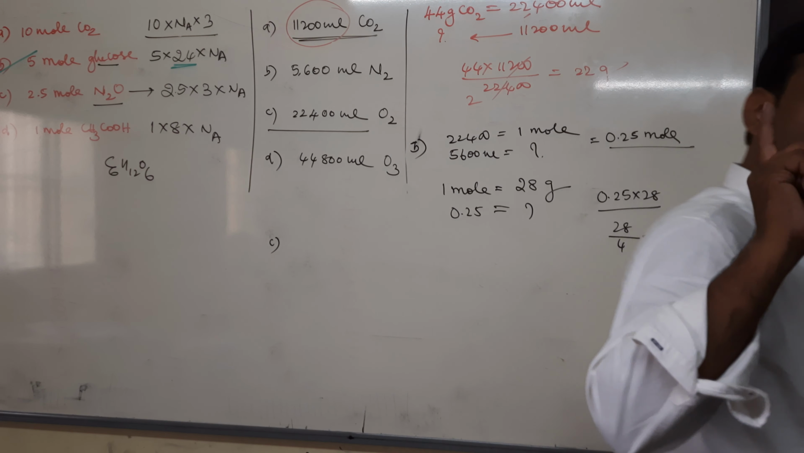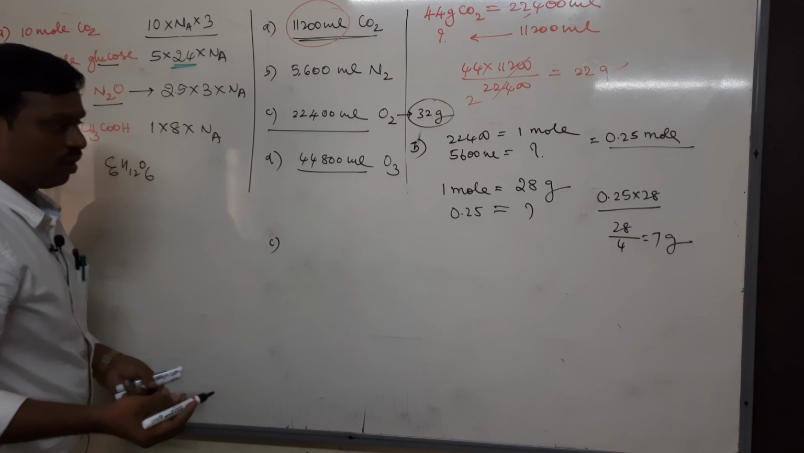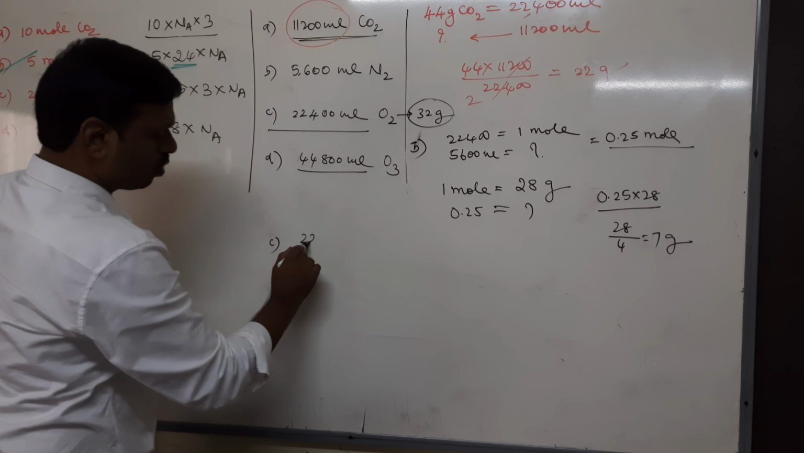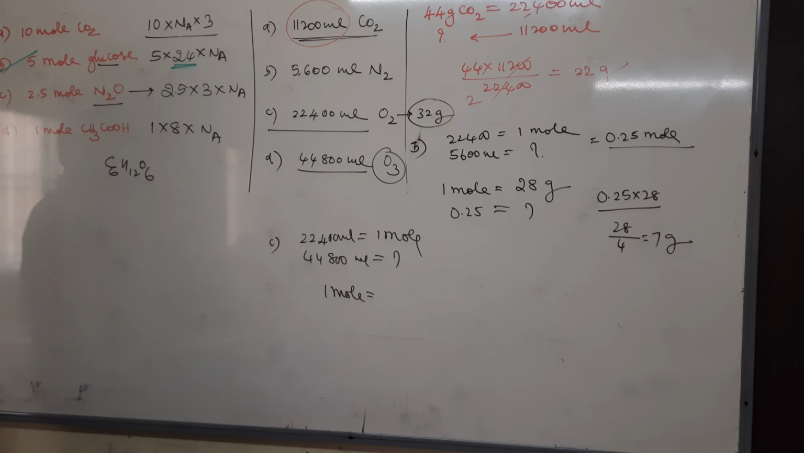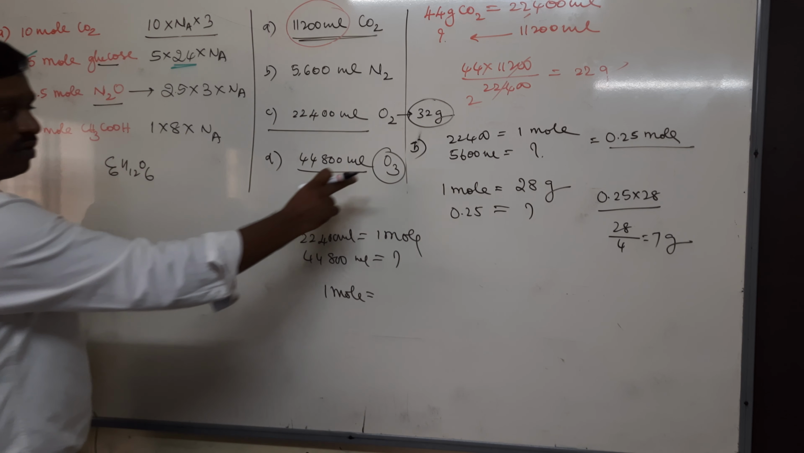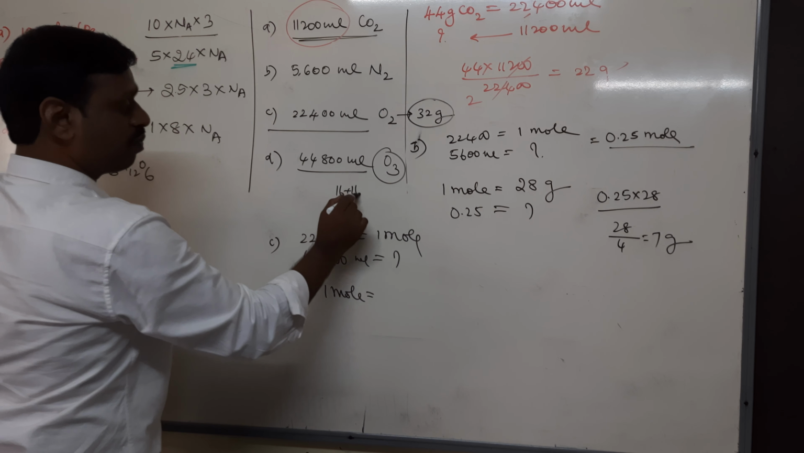Next, last one. Ozone. 44,800 ml. We know that 22,400 ml equals how many moles? 1 mole. Then 44,800 is the double, no? It becomes 2 moles. 2 moles of ozone. But 1 mole of ozone equals what is the mass? 1 mole of ozone equals 48. Atomic mass is 16, right? Ozone is 16 plus 16 plus 16. O3 is 48. 1 mole equals 48 grams.